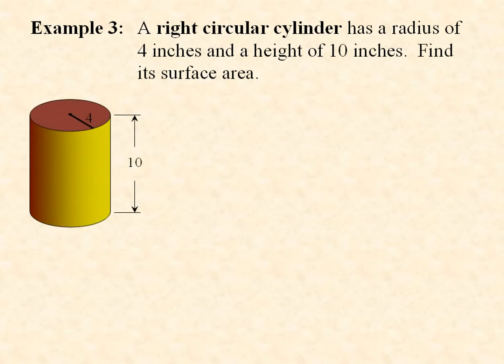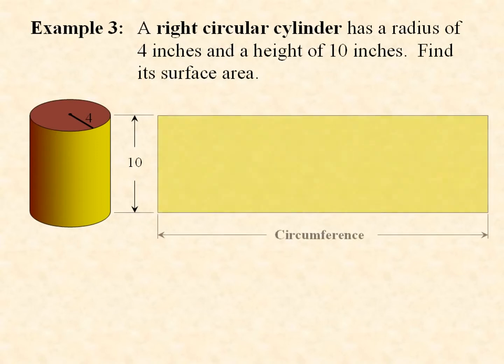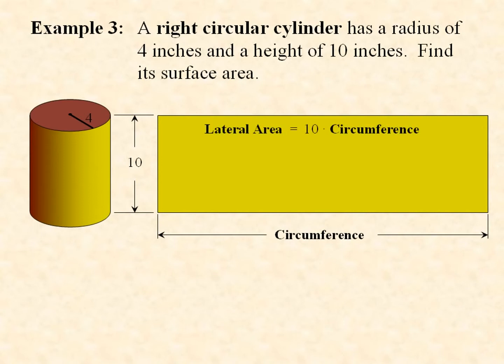In order to find the total surface area, we need first to find the lateral surface area, the area of the label. And the label is a rectangle. The length of that rectangle is the circumference of the circle, and the width of the rectangle, of course, is the height of the cylinder. So the lateral area, being the area of that label, is 10 times the circumference. Well, the circumference is 2 pi r, so that's 2 pi times 4.